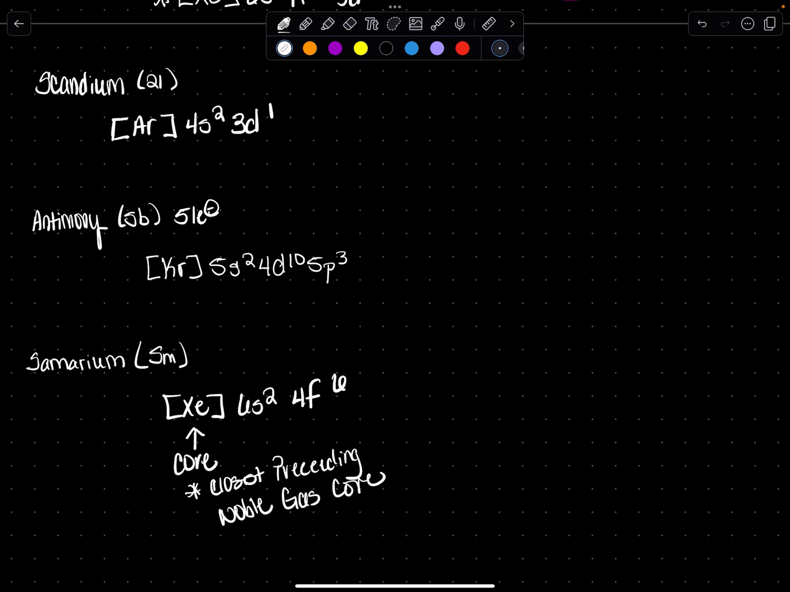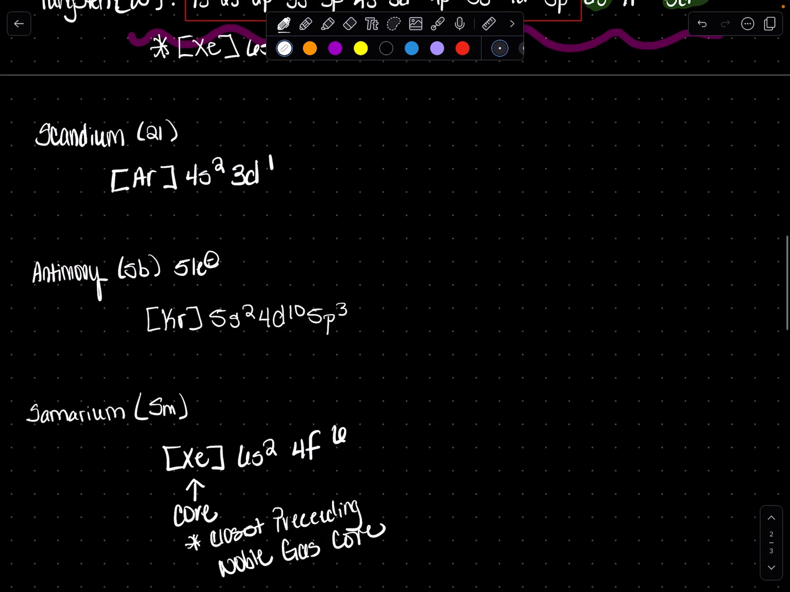So again, it's your closest preceding noble gas core, and you just build your configurations like you normally would, jumping off from that noble gas, which represents that many electrons. It's pretty easy and straightforward. Now you can even turn these into ion formations.